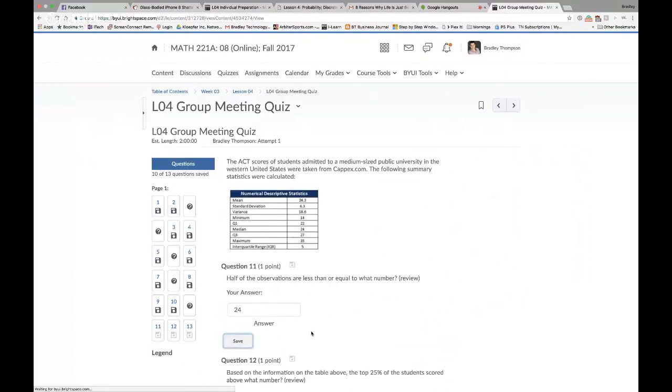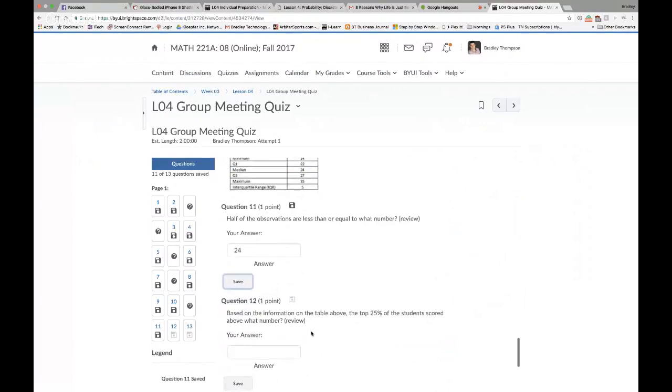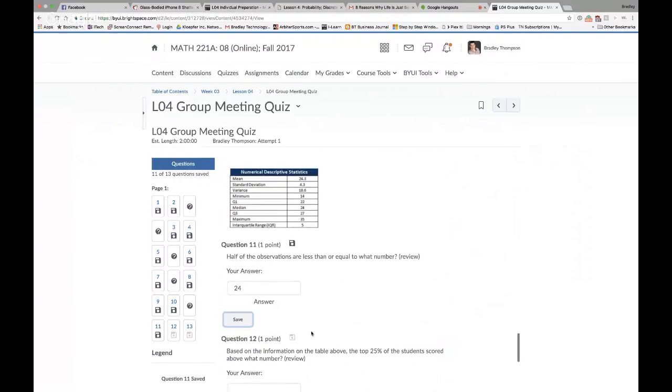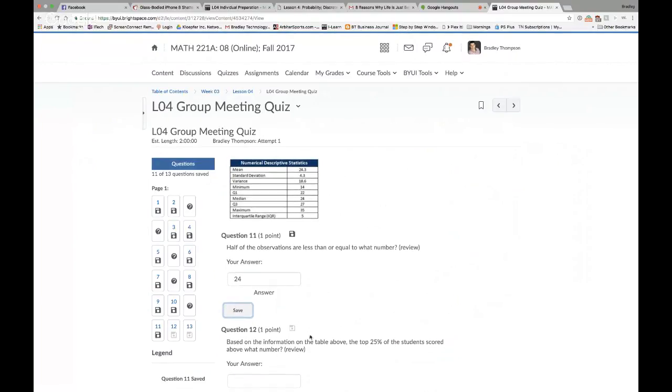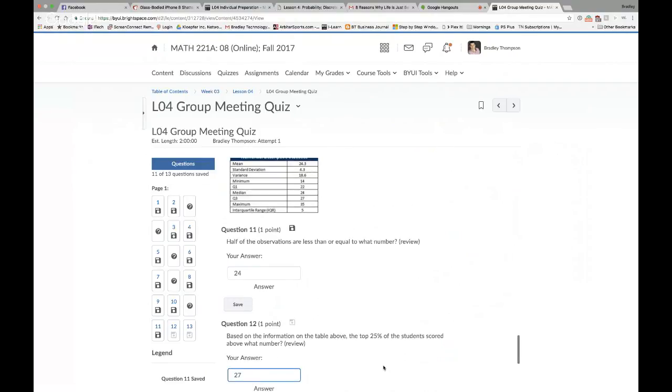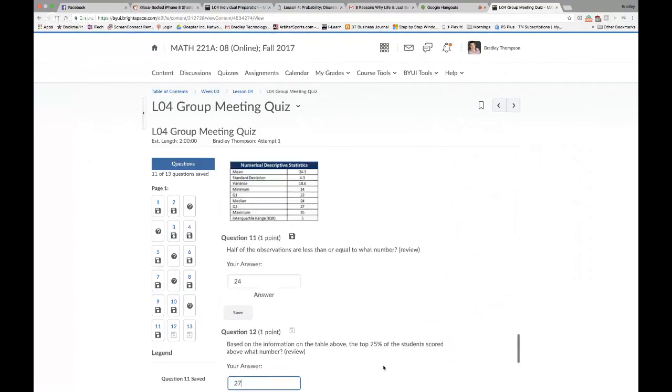The top 25% of the students scored above what number? Above 27? Fine. Hold on. Based on the information, I agree. The Q3 is 27. They're above that, so they would be between 27 and 35. Yeah.